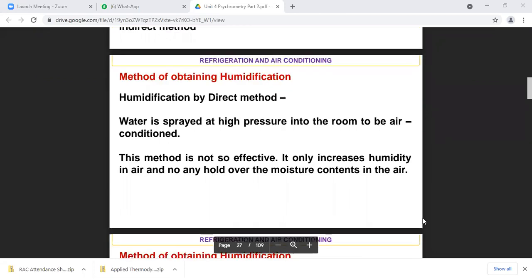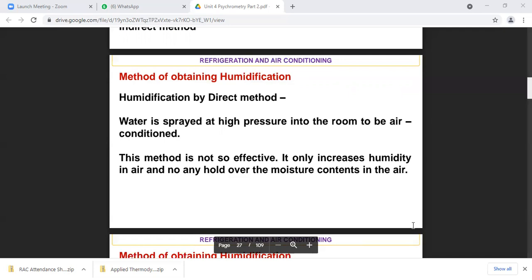Good morning, students. In the previous lecture, we started the psychrometric unit. We saw the psychrometric properties and how they are plotted on the psychrometric chart. Today we are going to see the remaining psychrometric processes. In the previous lecture, we also saw sensible heating, sensible cooling, humidification and dehumidification.